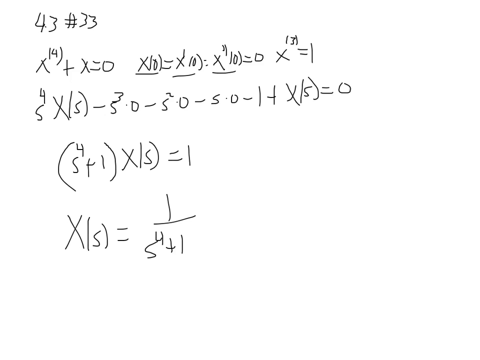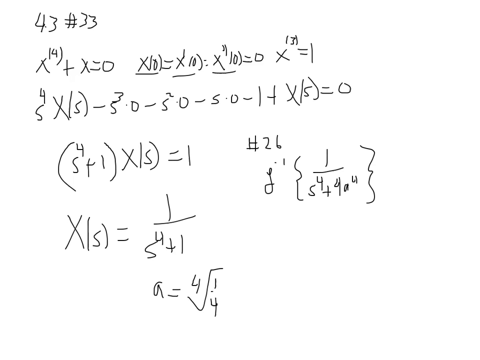Now, if you look at problem number 26, it says inverse Laplace transform of 1 over s to the 4th plus 4a to the 4th. It gives a formula for that. So you're going to use that formula with, we need to get a 1 right here, which means we need a to be the 4th root of a quarter. Which is, if you want, the same as square root of a half.